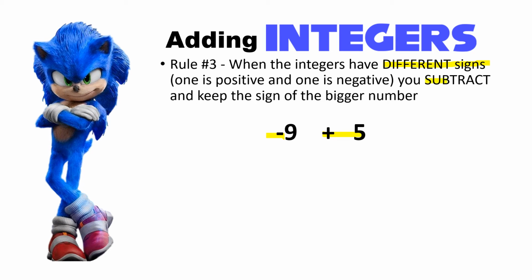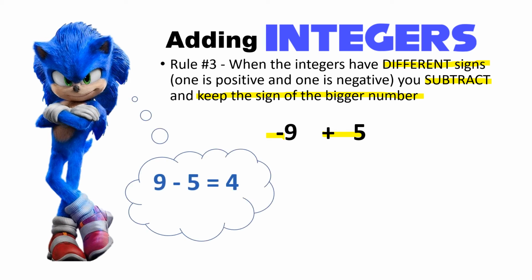So we need to subtract to find the answer, and then we're going to keep the sign of the number that's bigger. So Sonic's going to think about this again. Okay, they have different signs, so I'm going to subtract. 9 minus 5 is 4.